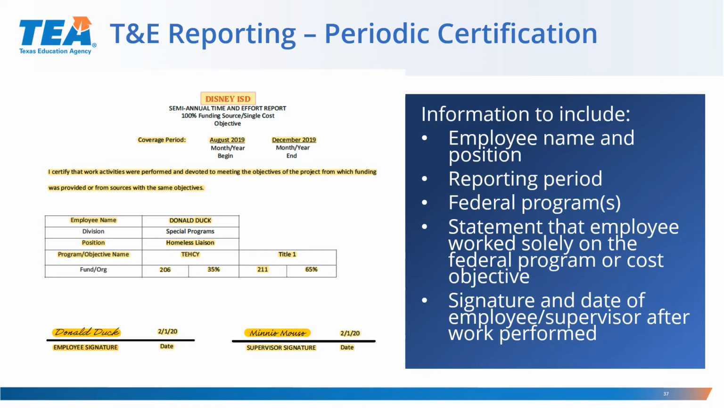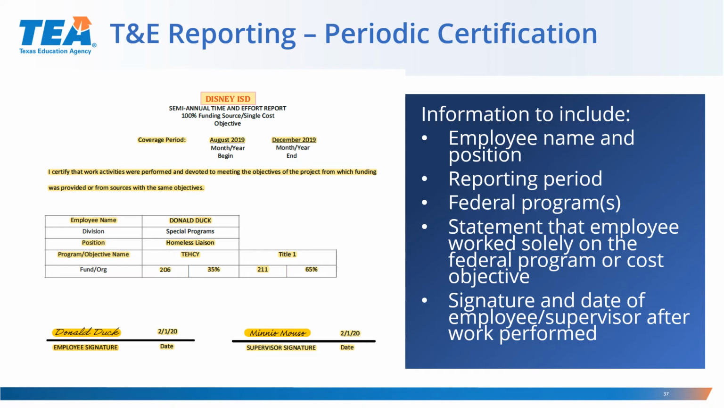So we want periodic certifications to cover a period of the year to support the wages paid to the employee. So for example, usually we see a semi-annual certification, one for the fall and then one for the spring semester. So we want it to correspond with a certain time period that's covered.